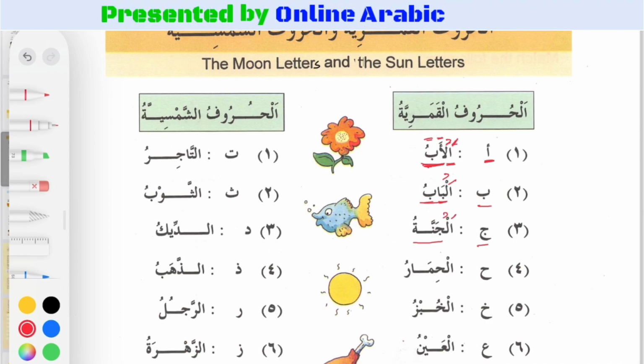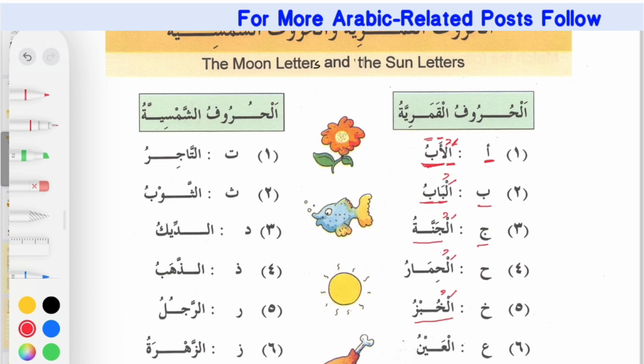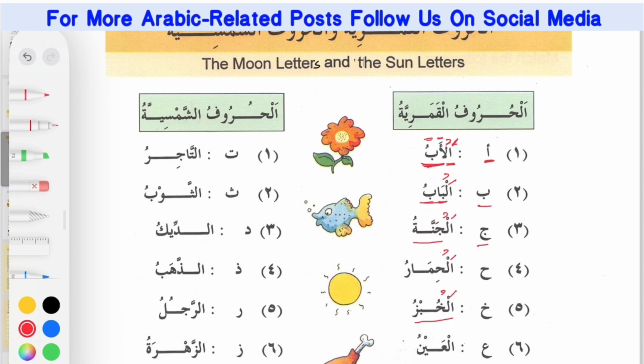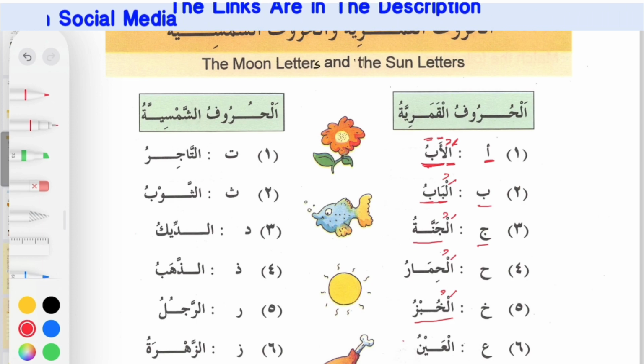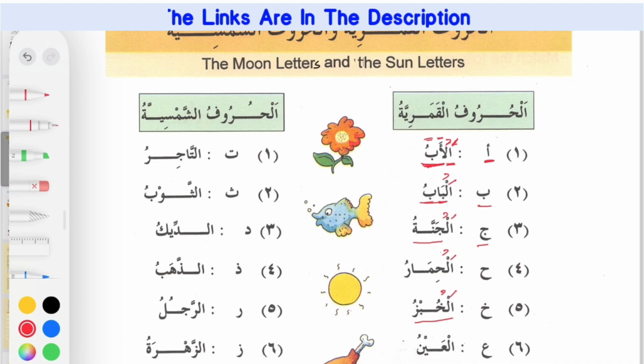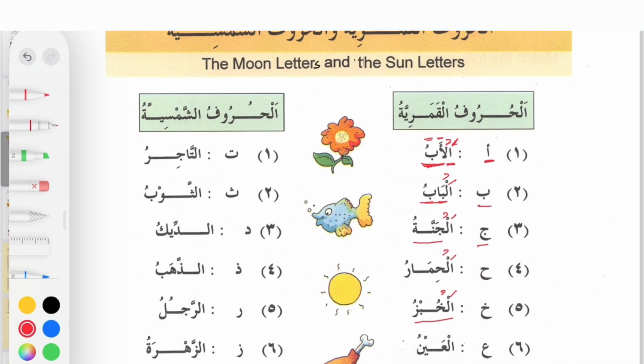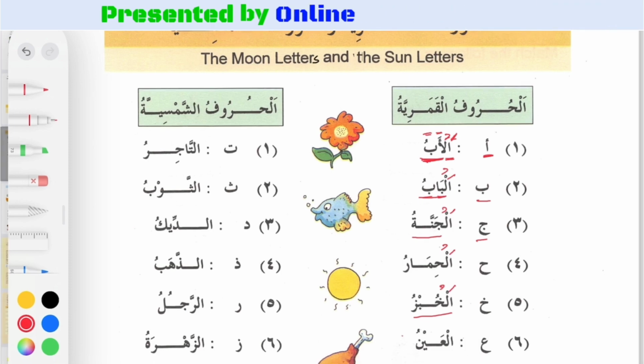Al-jannatu. Al-himaru. And then al-khubzu. The same way. So when a word starts with the moon letter and then we want to read that word with al, in that situation we will read each and every alphabet of that word.